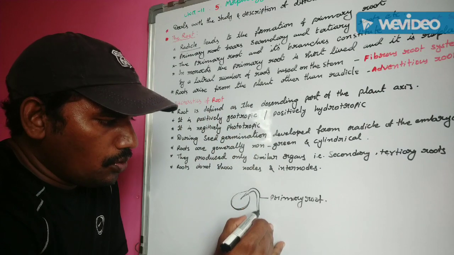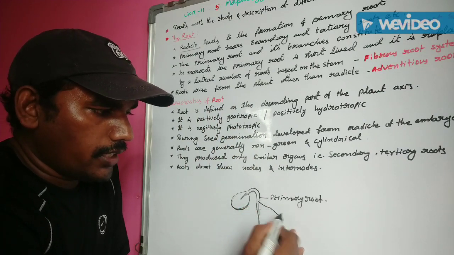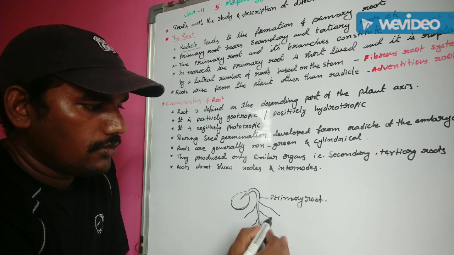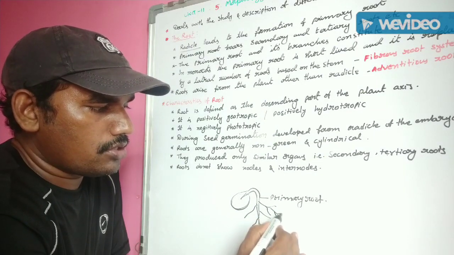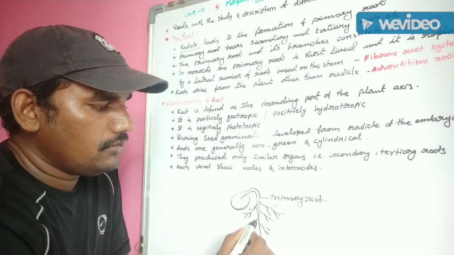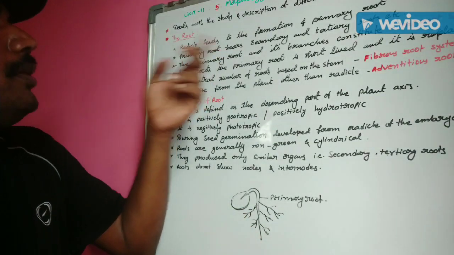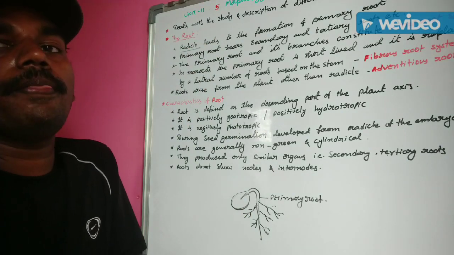Next one, primary root bears secondary and tertiary roots. This primary root further develops into secondary roots, and secondary roots bear tertiary roots. In this way, the primary root bears secondary and tertiary roots, etc.